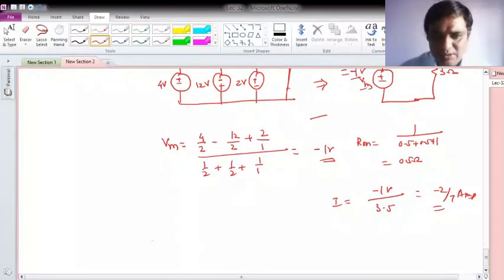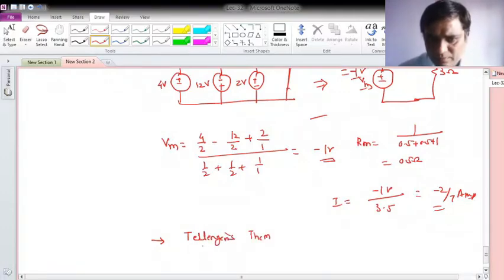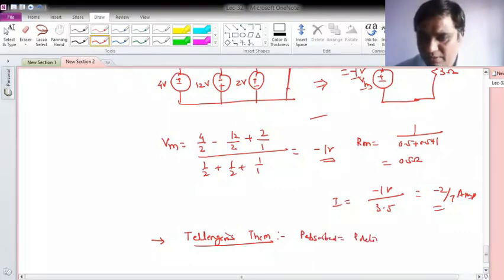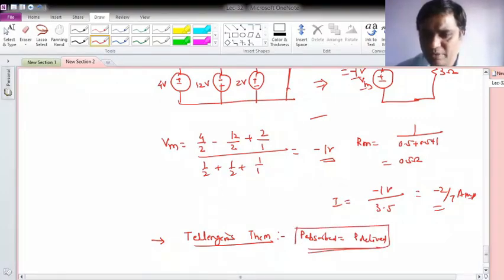Okay, then next theorem is Tellegen's theorem. And it says that in any network the algebraic sum of power at any instant is equal to 0. Means what? Whatever the power absorbed in the network will be equal to power delivered. Okay, so basically this is the power audit.